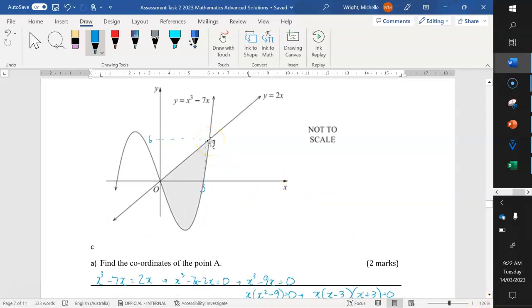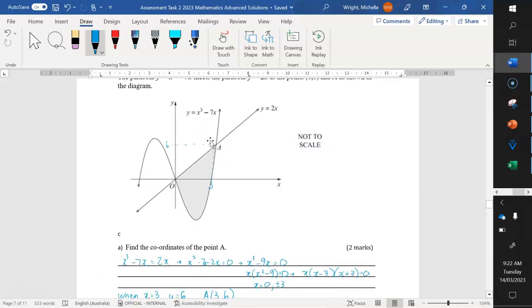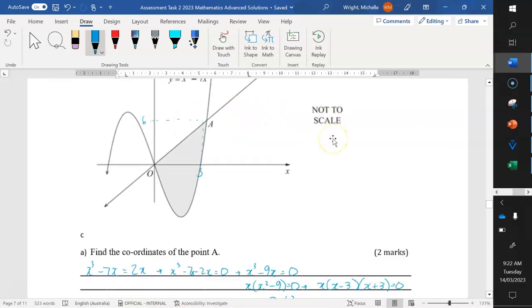Some of you may note that that was given to you for home to study, but I want you to show me what those coordinates are in this case. So we're looking at where those two graphs meet. So you're going to be looking at basically a simultaneous equation. So we want to find where x cubed minus 7x is equal to 2x.